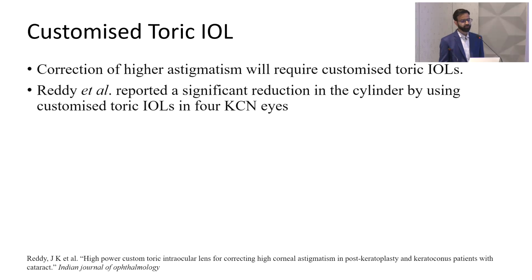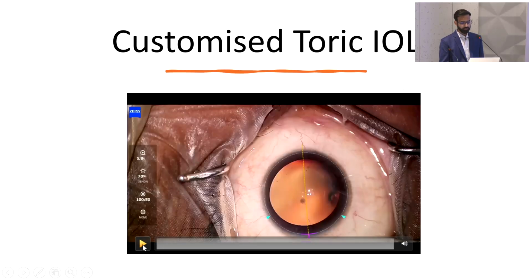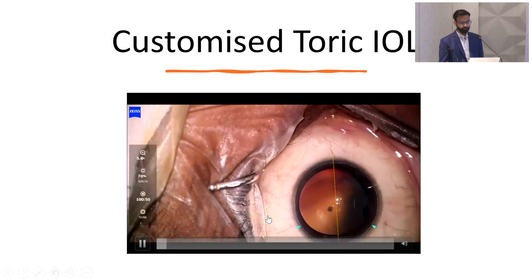Nowadays, customized toric lenses are also available that can correct astigmatism up to 10 to 12 diopters. Reddy et al. showed significant reduction in the cylinder by using customized toric IOLs in 4 keratoconus eyes. This is a small video showing a customized toric IOL.